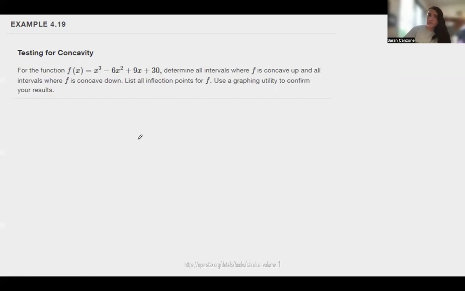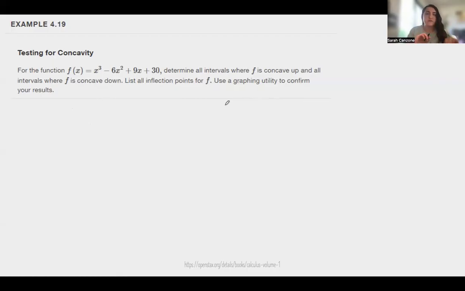So let's go ahead and determine the intervals of concave up and concave down, and we'll list off the inflection points. Again, we're not going to graph it. You can check that if you'd like. Because here we're just asked for intervals of concavity, we are just going to do the first derivative and skip right to the second derivative.